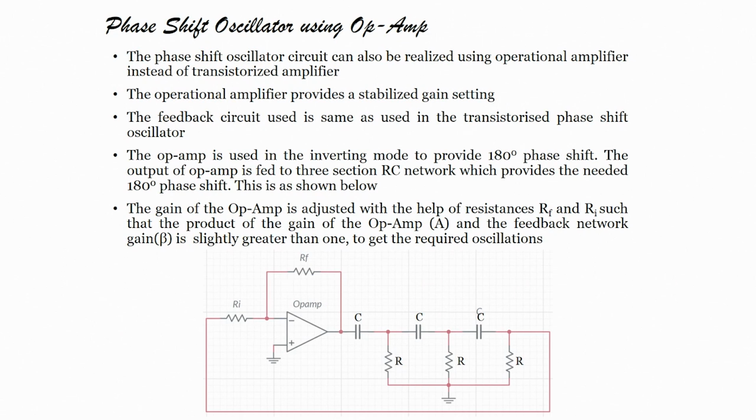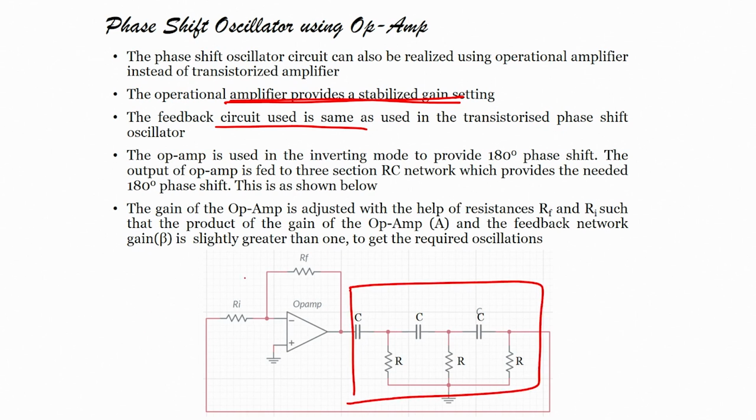So, if I want to design a phase shift oscillator using an operational amplifier, how will I design? The phase shift oscillator can also be realized using an op amp. Instead of a transistorized amplifier, the op amp provides a stabilized gain setting. The feedback circuit used is the same, right. You can see here. If I use a transistor based amplifier, then it is also okay, but what we are studying is the op amp based amplifier. So, this is the op amp. Now, here the advantage is that I can change the amplification factor by changing the values of RF and RI.